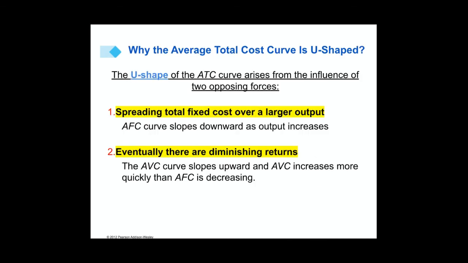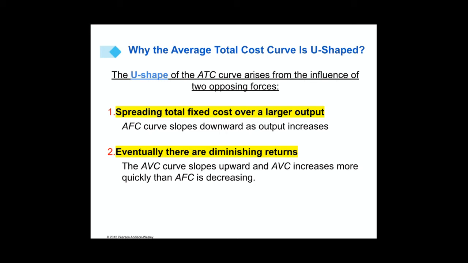So the average total cost curve is U-shaped because there are two opposing forces at work. The first one is that we're spreading our total fixed costs over a larger and larger output, and the average fixed cost curve will slope downward as output increases. But eventually there are diminishing returns because of the law of diminishing returns, and the average variable cost curve will start to slope upward, and average variable costs will increase more quickly than average fixed costs are decreasing.